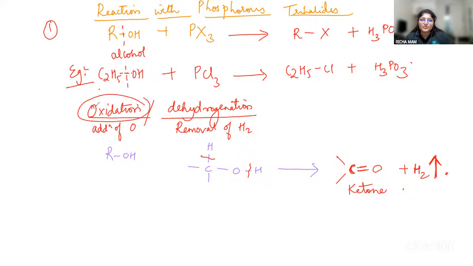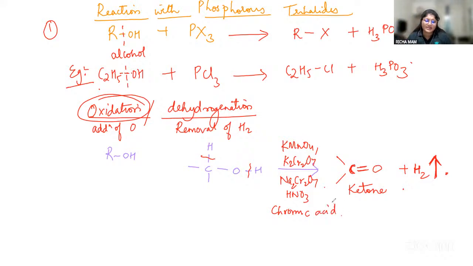And we are using various oxidizing agents. So what all oxidizing agents can we use? We can use KMnO4, we can use K2Cr2O7, sodium dichromate, then nitric acid, then chromic acid. So these are the different oxidizing agents which can be used.